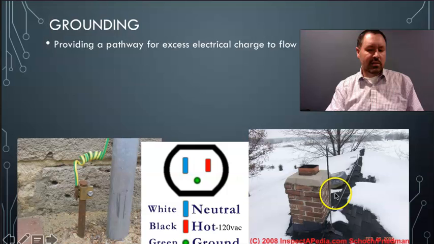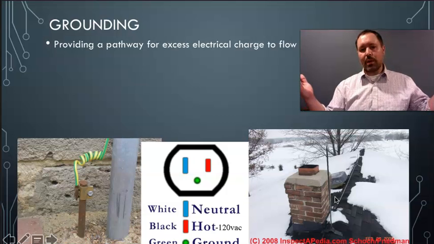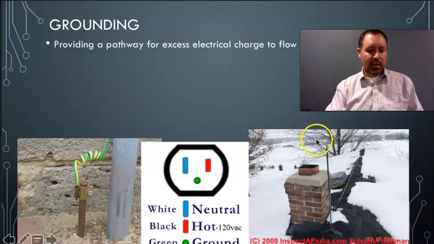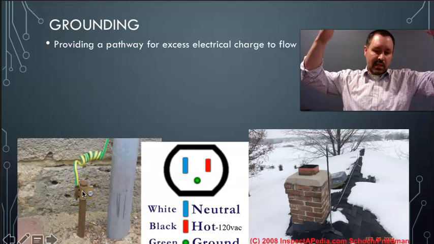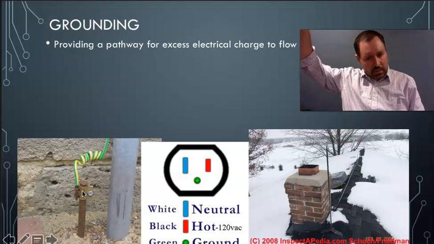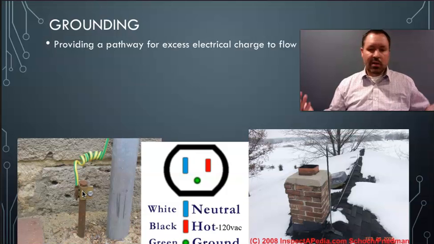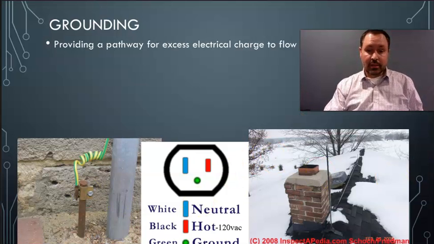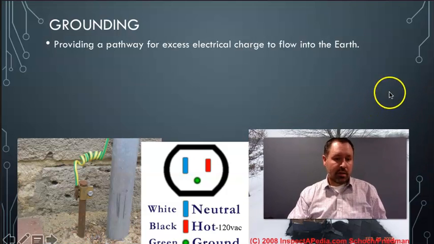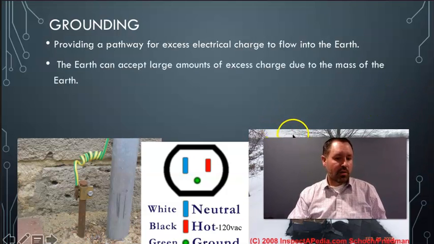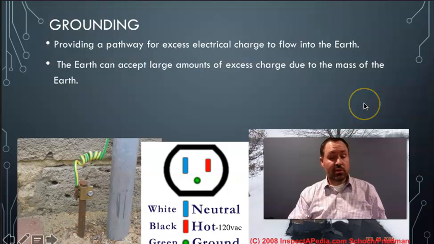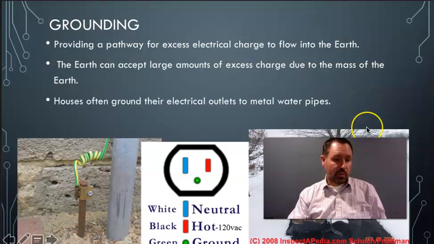And houses like this house right here, they have lightning rods on the top of the house. And it's like saying, all right, lightning, do your best. Lightning hits this lightning rod. It's connected to a wire that goes alongside the house, which would be connected to something like this. It just takes the lightning along those wires down into the ground where the Earth can accept it. And it's not going to make a big deal to the Earth. So the Earth can accept large amounts of excess charge due to its huge mass. And Earth is pretty big.